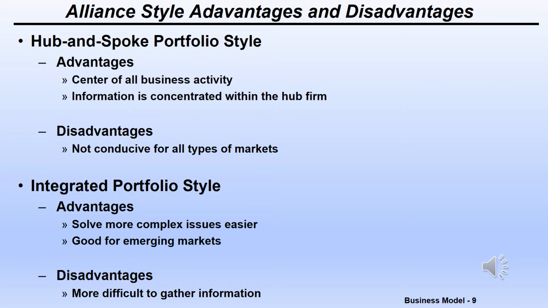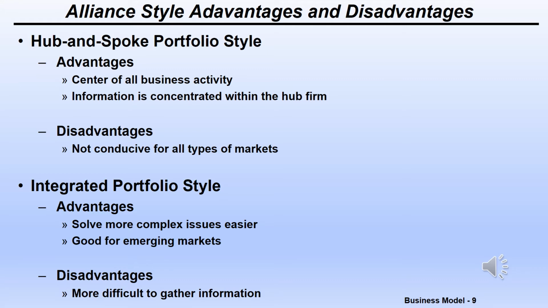So each alliance style has its advantages and disadvantages. For the hub and spoke portfolio style, the advantages are it is involved in all business-related activity. Therefore, the firm can simply look at its internal operations and transactions to gather information on its alliances. A disadvantage is that it is not the best fit in emerging markets.